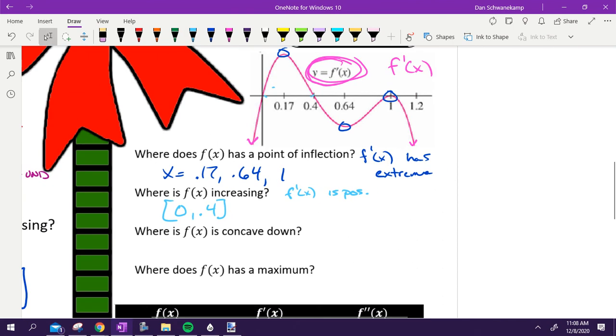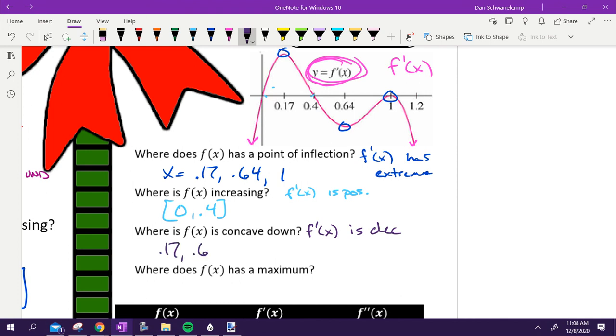Emma, next one is when am I concave down? What are we looking for on this f prime graph to talk about being concave down? When f prime is decreasing. Write it first so you see it. From when to when am I decreasing? 0.17 to 0.64 and then 1 to infinity. Yep. Those 2, and then 1 to infinity because we're assuming that thing goes on forever.